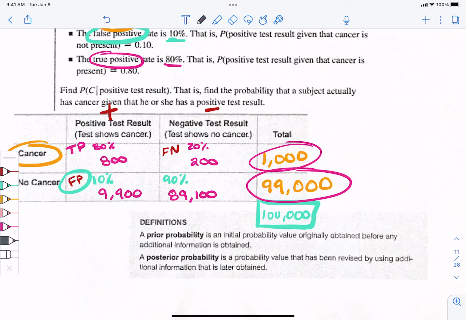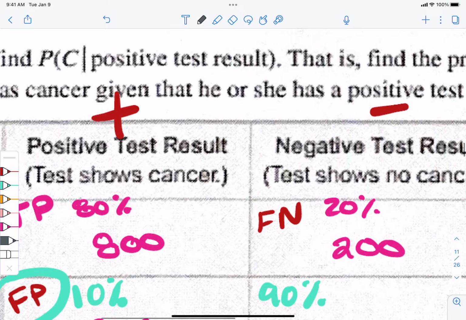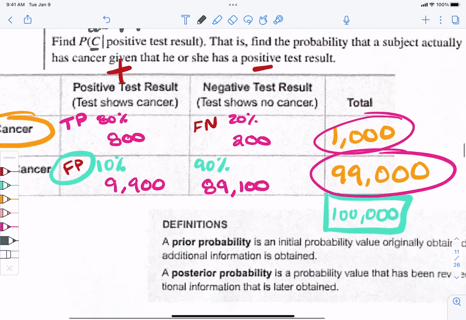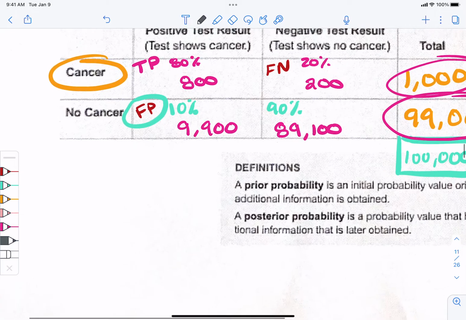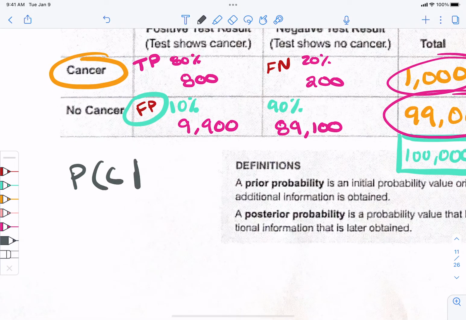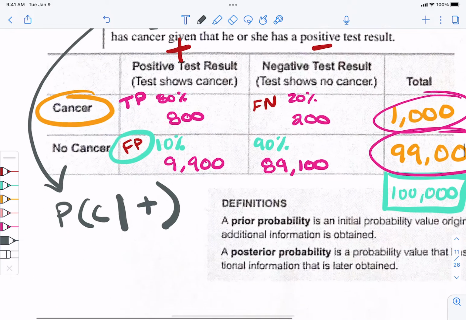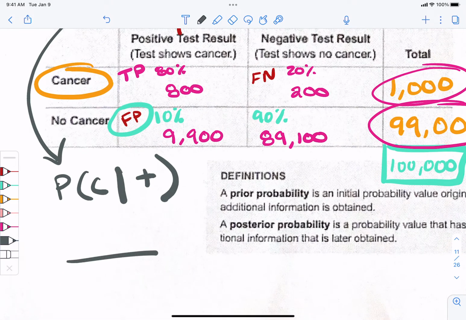Now our last question is find the probability of, what does C mean? Cancer. Given. Cancer given positive. I'm writing it down here so you can see it. Find the probability of cancer given positive. So I'm looking only at the positive people. How many positive people do I have total? How many positive testers do I have?